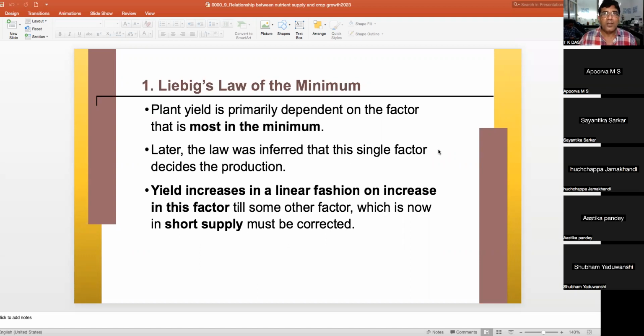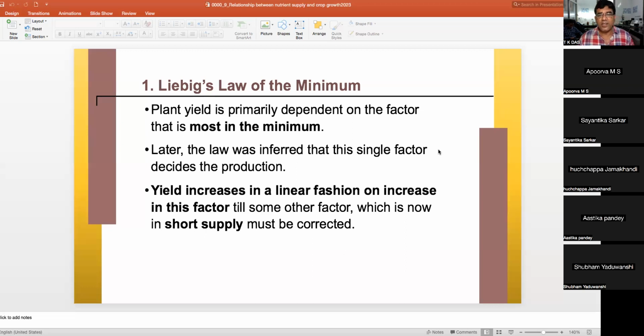So likewise, he said that the most important nutrient responsible for growth is the one present in the least or minimum quantity. Therefore, Liebig's law of the minimum is basically suggesting us to go for balanced fertilization. But it is not giving exactly how much nutrient to be applied. What should be the optimum quantity of the nutrient? It does not suggest that, because at that time the subject of soil science and plant nutrition was in the development stage. Later, the law was inferred that this single factor decides the production.